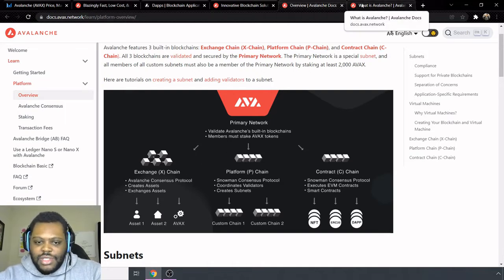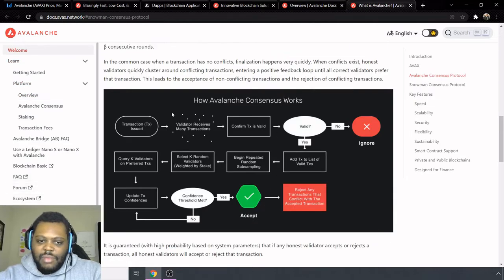So as far as the X chain is concerned, this is how their protocol works. On here you have transaction TX issued, the validator receives many transactions and confirms whether the TX is valid, and then if it's valid, yes, it'll go through these steps. If not, then it'll ignore it. So this is basically the logic map of how the Avalanche consensus network works.